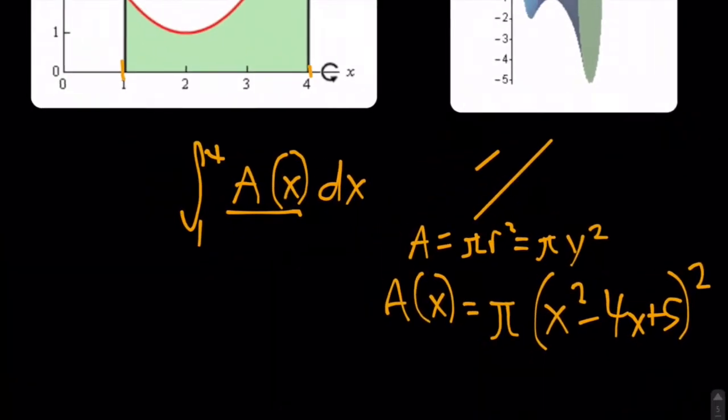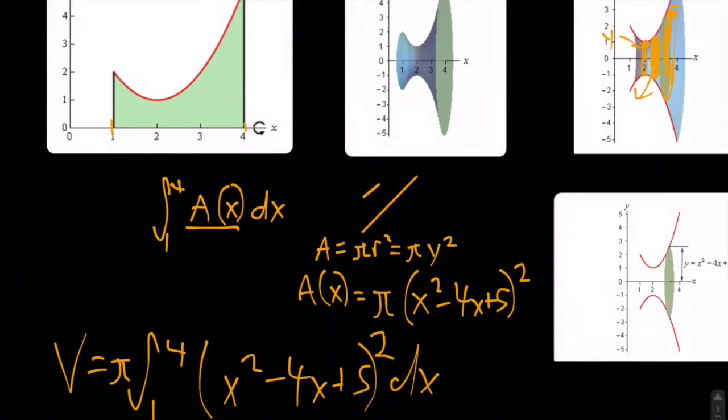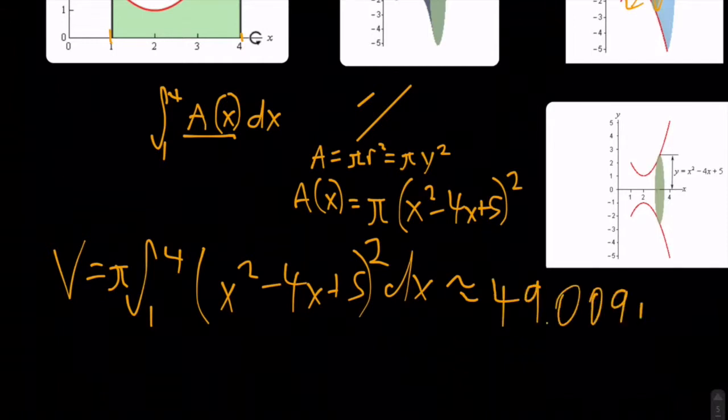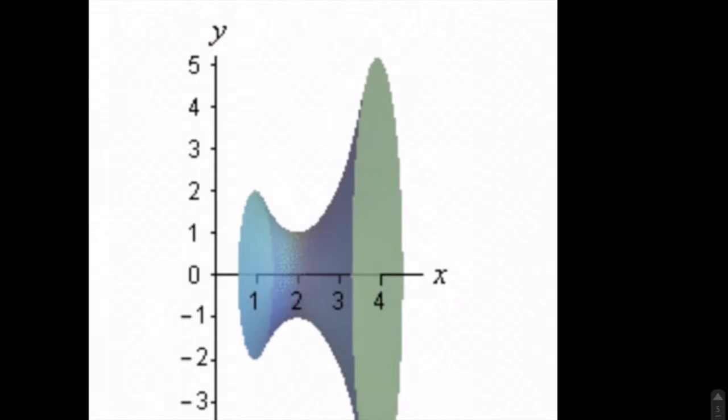So, the final piece of this problem is to integrate this function from 1 to 4. I'm taking the pi out because it's a constant, with respect to x. Now you could do this by hand, but for time's sake, I'm going to do this on my calculator, and when you plug it in, you're going to get approximately 49.009 units cubed.